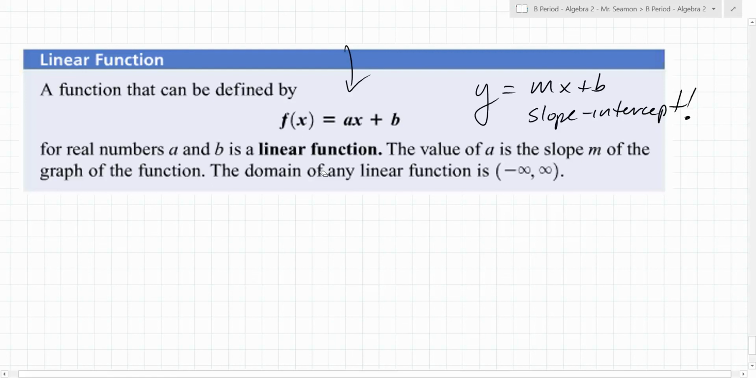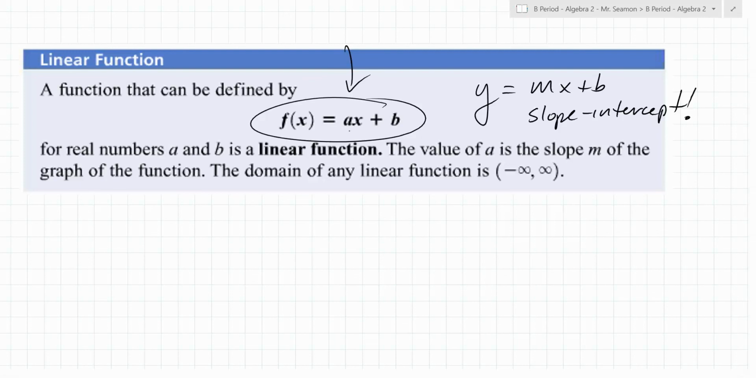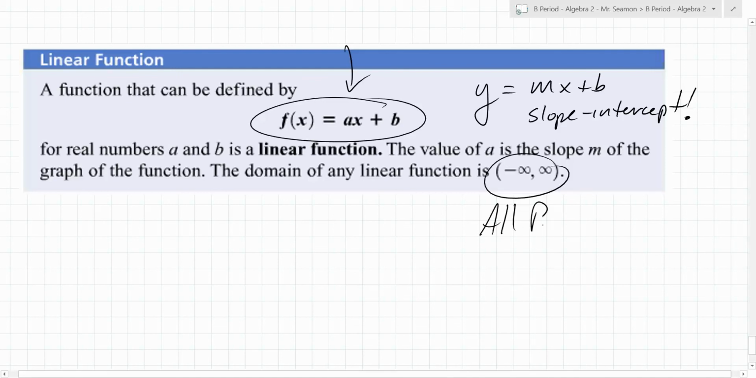They're also reminding you that a and b are real numbers, and when you write a function like this, it's a linear function. A is the slope, m, I don't know why they changed it, but of the graph, and the domain of this is all real numbers. You can plug any number you want in for x.